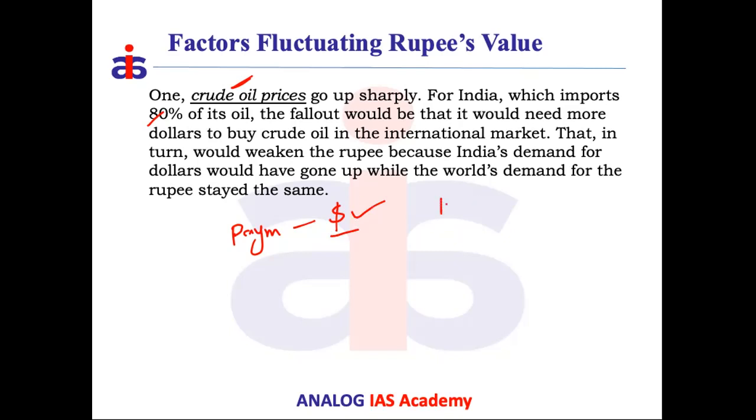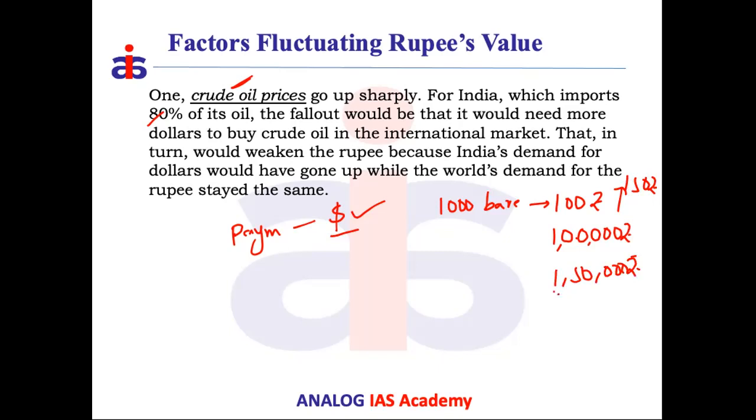Suppose previously, let's assume, we are importing 1,000 barrels of oil. At that time the barrel cost is, let's assume, 100 rupees, right? The number of rupees that we need to pay is 1 lakh rupees, right? Now you can see the per barrel cost has increased, for our understanding, to 150 rupees. How much do we need to pay now? We need to pay 1,50,000.